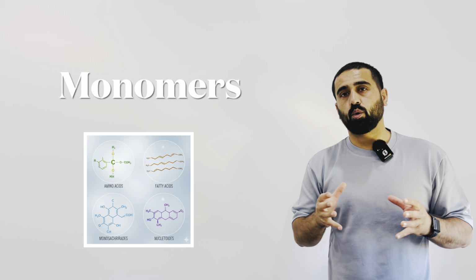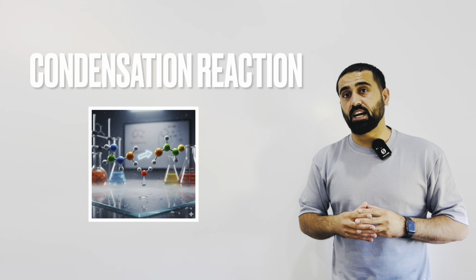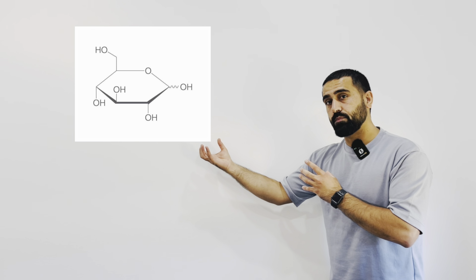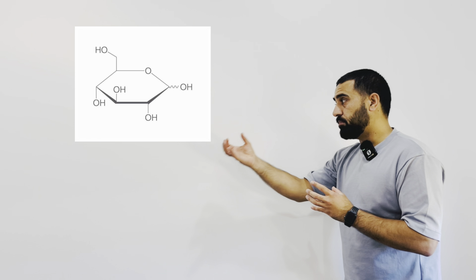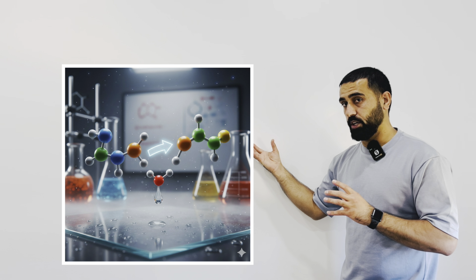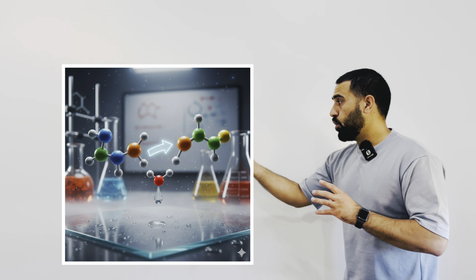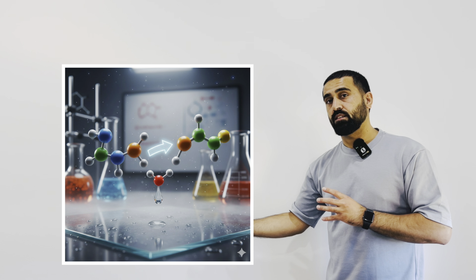Macromolecules are made from smaller subunits called monomers. These monomers combine via a chemical process known as condensation reaction. In a condensation reaction, one subunit or monomer combines with another subunit or monomer, water is released, and a bond is formed. Let's discuss each one in detail.